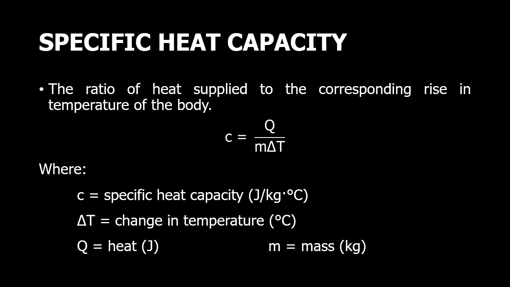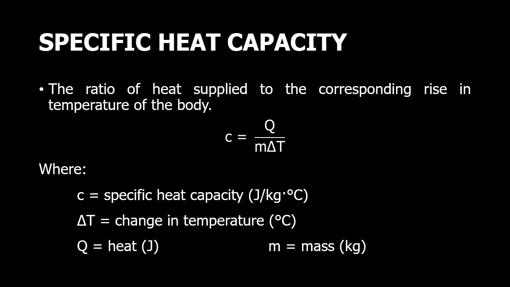It is the amount of heat required to change the temperature of a certain object, or in other words, the ratio of heat supplied to the corresponding rise in the temperature of the body. This value, the heat Q, can be determined through the formula below. M is your mass, delta T is your change in temperature, while C is the specific heat capacity of a certain object.